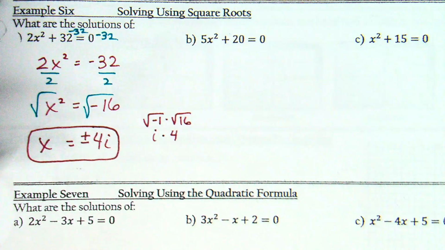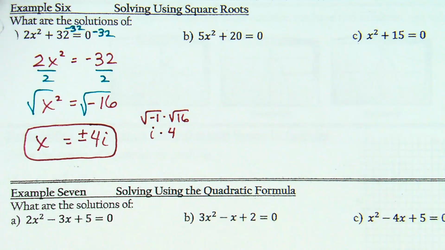So, remember, we're still solving an equation. When you take the square root, when you're solving an equation, you have to consider both possibilities, plus or minus 4i.